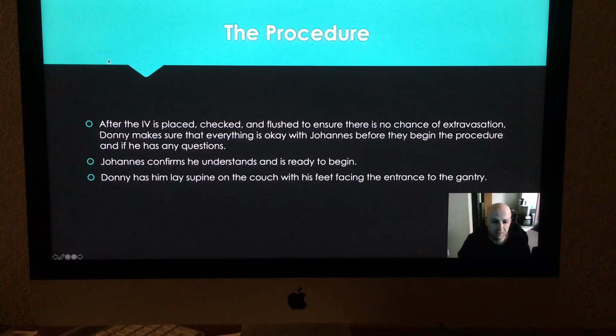Okay. After the IV is placed, checked, and flushed to ensure there's no chance of extravasation, Donnie makes sure that everything is okay with Johannes before they proceed with the procedure, and asks if he has any questions. Johannes confirms he understands and is ready to begin. Donnie has him lie supine on the couch with his feet facing the entrance to the gantry.